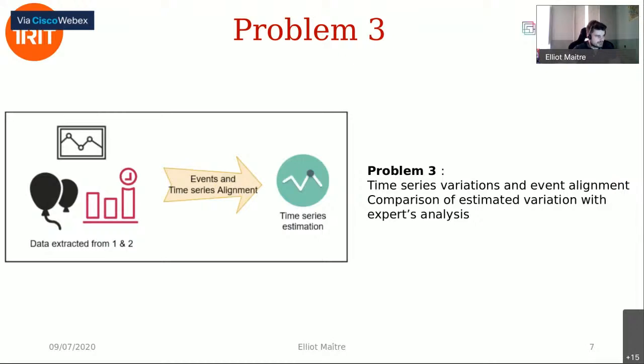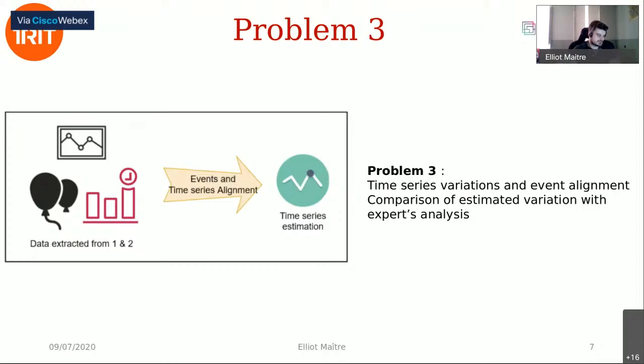Problem 3 is using the data extracted from problem 1 and problem 2. So we have some time series variation, we have some events, and we want to estimate the impact an event has on the time series. So we will try to make an alignment between historical events and the historical variation of the time series. Then we want to detect in real time events that are happening in order to estimate the next variation which will happen in the time series.